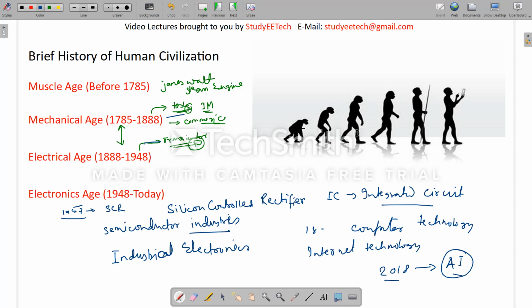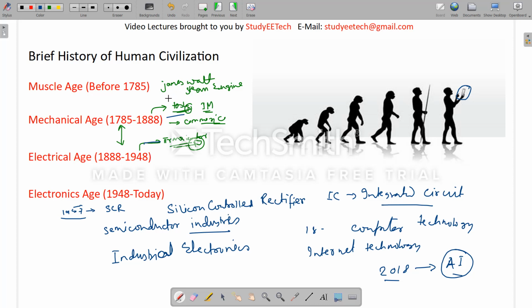The artificial intelligence. Here, the beautiful picture is showing the growth of human beings, now they are moving to the mobile phone. So they are calling it the age of mobiles. Anyway, I got this picture from the internet. So this is about human civilization.